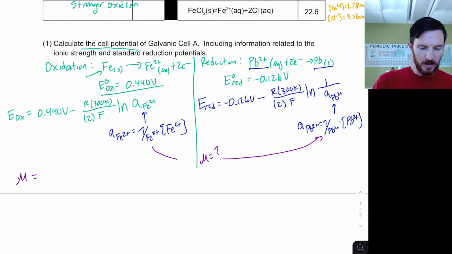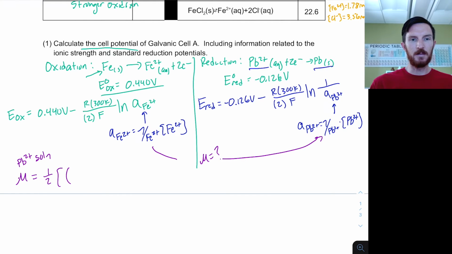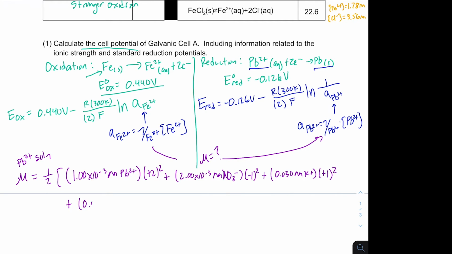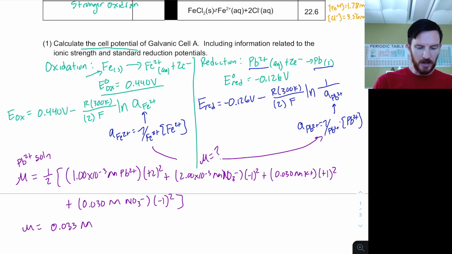So the ionic strength of our first solution, maybe we can start with our lead 2 plus solution, is going to be 1/2 times the concentration of all the ions present. I'm going to go ahead and fill that in here. This would give us an ionic strength of 0.033 molarity, including all of these different ions and the relative charges that they would have.